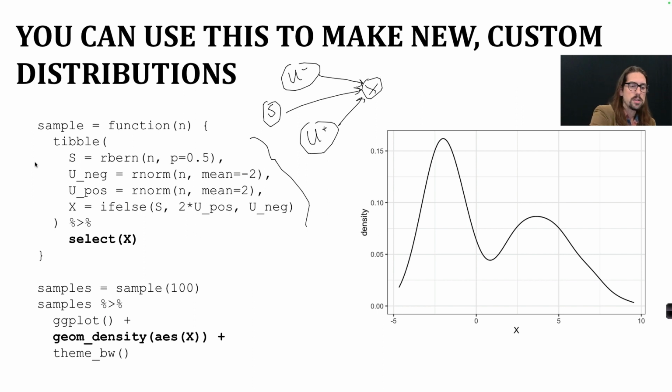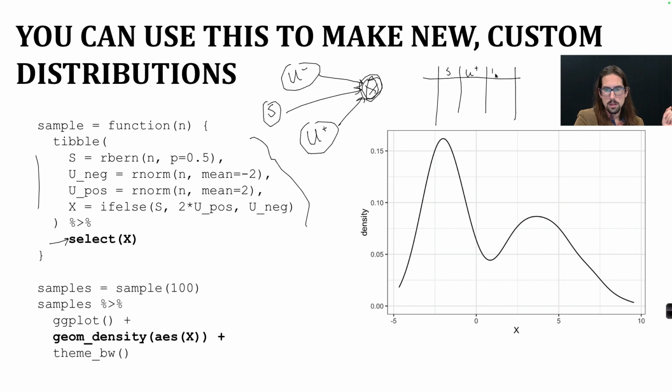Okay, so this is really determining a joint distribution between these four different random variables. But at the end, I'm just getting out the variable x. So all I'm going to see is the marginal distribution of this one, and I've gotten rid of all the other variables. So this makes a data table that has s, u plus, u minus, and x, okay? And I'm generating this, in theory, for my whole population.